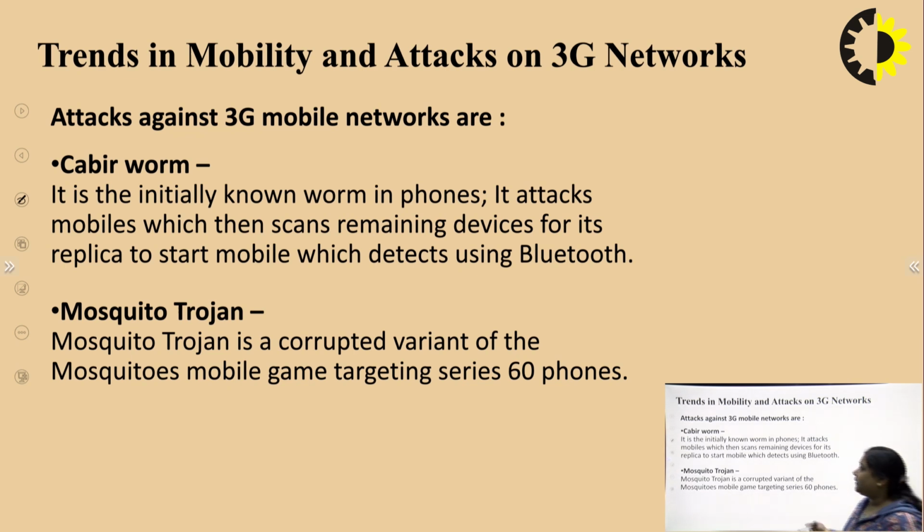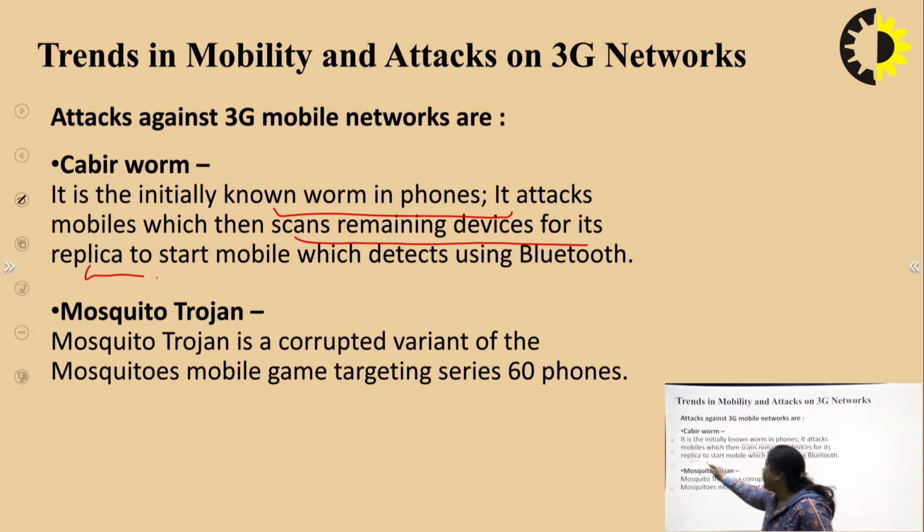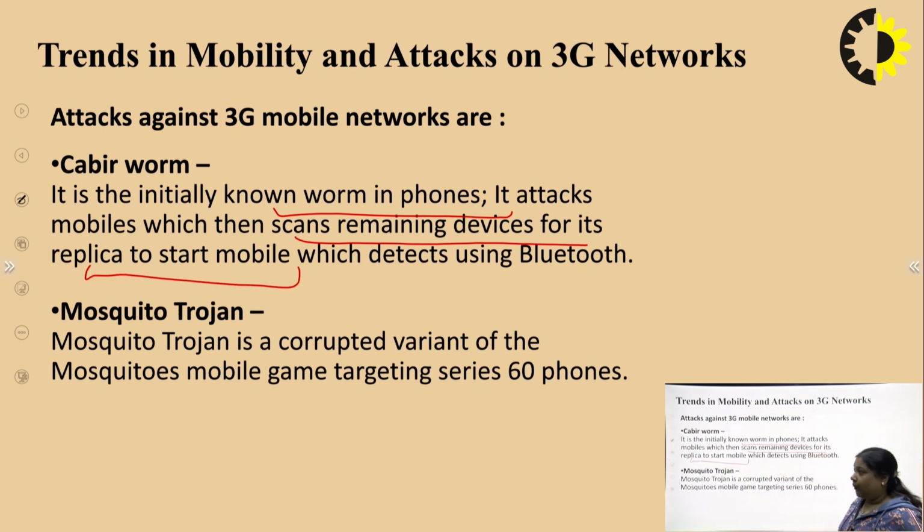Now the next one is the Cabir worm. It is a known worm in phones. It attacks mobiles and scans the devices for another mobile to replicate to, which it detects using Bluetooth. It gets activated when a mobile has been started, and it replicates itself in the same way that worms get replicated and increase their volumes. In the same way, the worm starts to corrupt the mobile operating system.